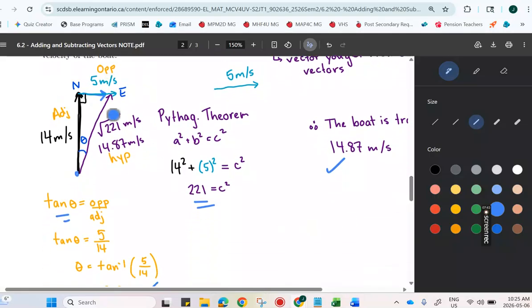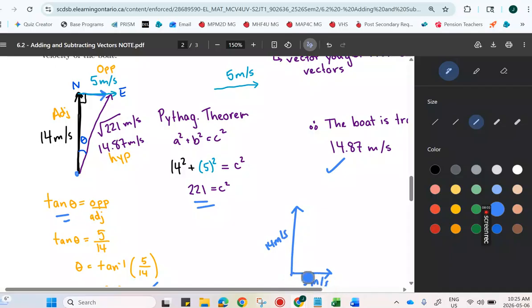So if I wanted to look at this question another way, which I wouldn't in this case because this made sense, right? But there will be questions later where lining up the vectors tail to tail might help. So for example, for this one, I could have done 14 meters per second, and then the current, so tail to tail, 5 meters per second.